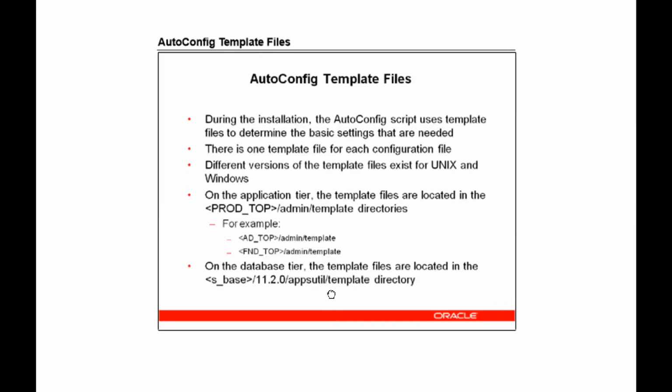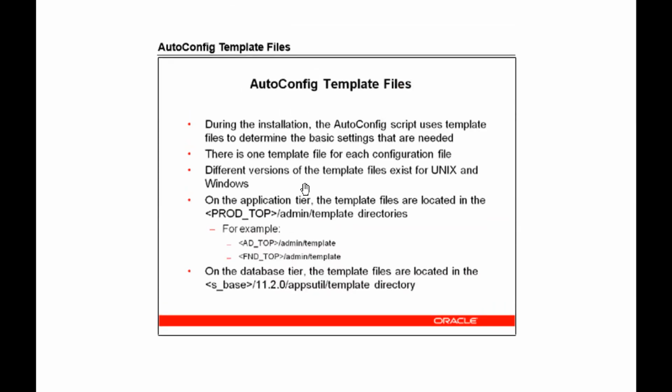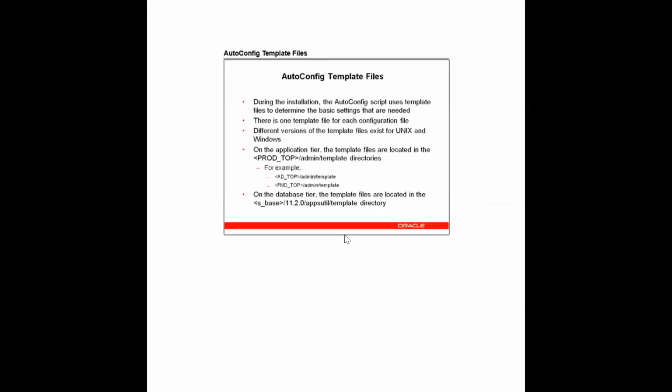Right. So that is what he told. See, that's what I'm telling. He has already covered it. During the installation, the autoconfig script uses template files to create the basic settings. There is one template for each configuration file. Different versions of template files exist for Unix and Windows. On the application tier, the template files are located in this particular folder. On the database tier also, you have a template folder. So whenever patches are applied, they make changes to the template. And when you run autoconfig, automatically the changes are applied.